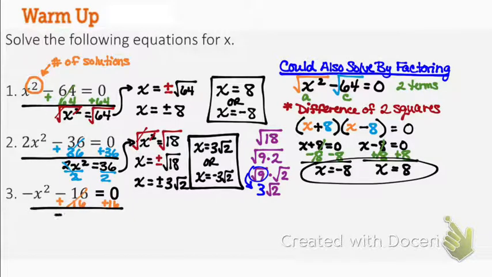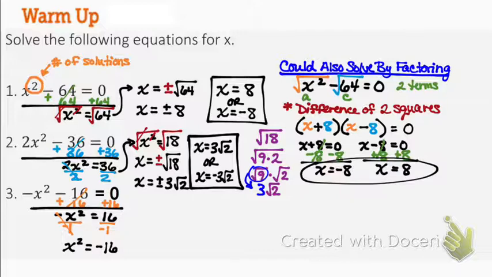So I get negative x squared equals 16. What would I need to do next? Divide both sides by negative 1. It's going to cancel out the negative here. So now I'm going to have x squared equals negative 16. What next? Square root both sides.